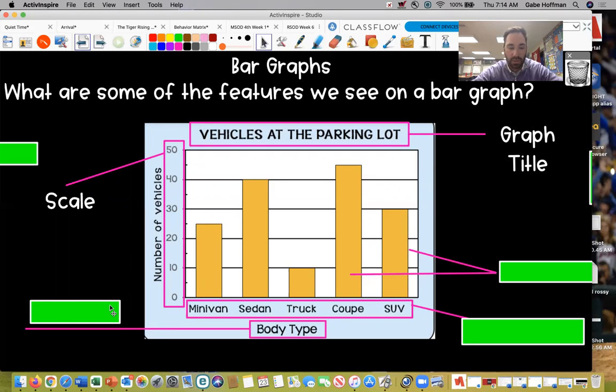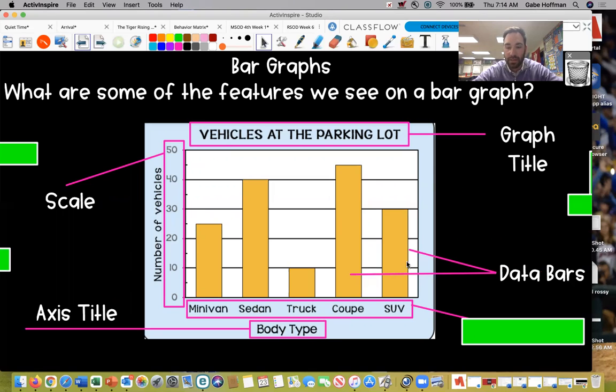Scale just depends on what you need to do, right? The axis title is down here at the bottom. It's the body type, meaning the type of the car. This is just saying that minivan, sedan, truck, coupe, and SUV, those are all the body types of a car, and that axis title is telling us what those little things mean.